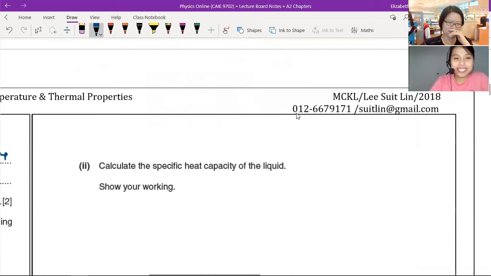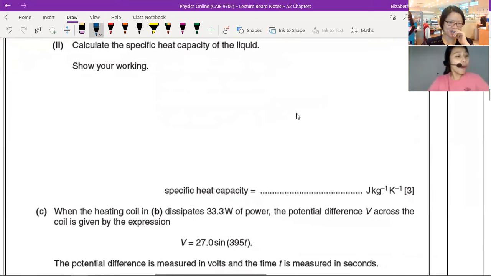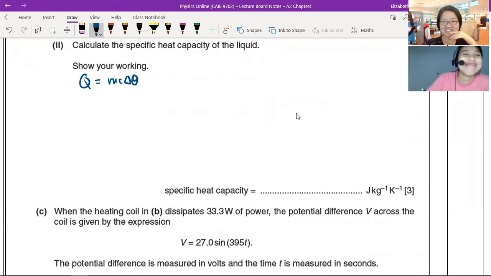Calculate the specific heat capacity of the liquid. You're like, oh, miss, I know. Just now we look at the equation, the one Q equals MC delta T. Okay, correct. Only got one equation so far in this entire chapter. Well done. But then we need to get to power, right?